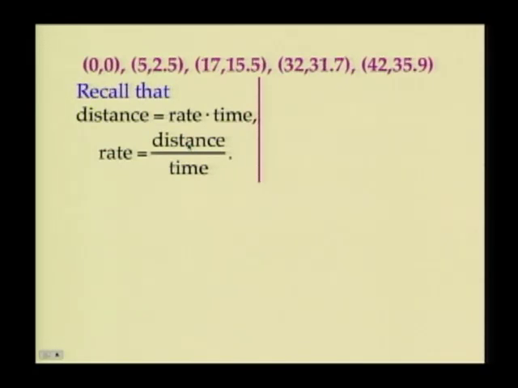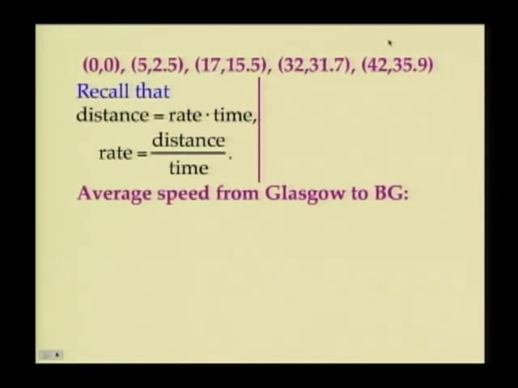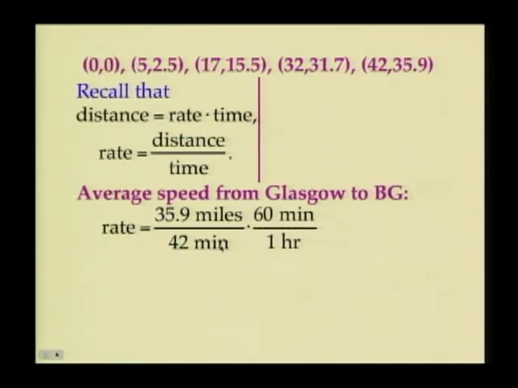Well, the distance traveled here was 35.9 miles. The time it took was 42 minutes. So I've gone that many miles in that many minutes, and I'd really probably rather know miles per hour. So we do a little conversion. We talked about how to do these conversions. Multiplying by 1 so that the minutes cancel, and that works out to 51.3 miles per hour.